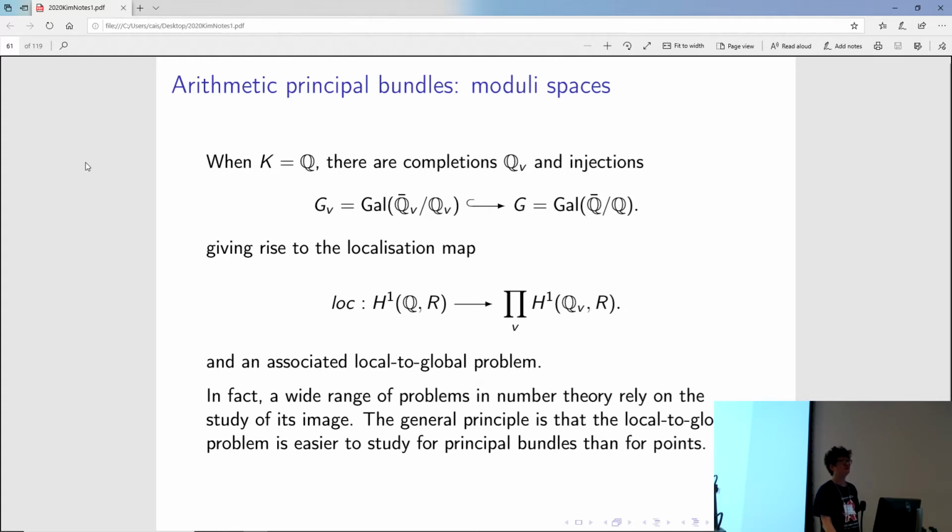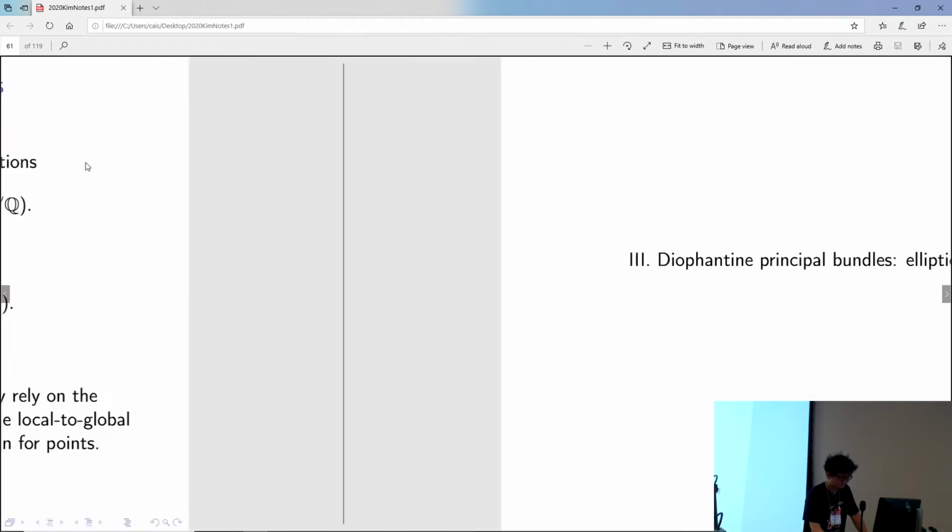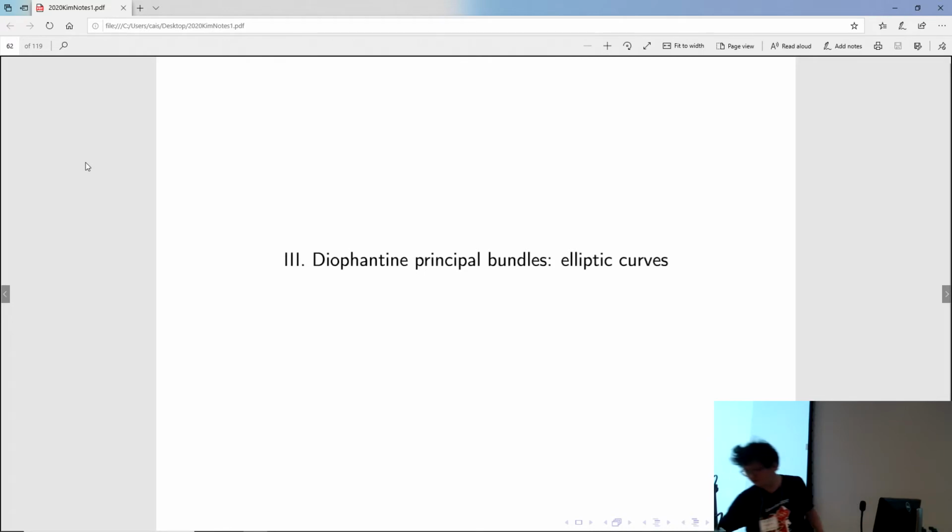So the philosophical principle, which can be made concrete in a lot of situations, is that, remember, we started out discussing the local to global problem for points. When you have a collection of points over local fields, when does it actually come from a global point? So that's a very hard problem, right? But somehow this principal bundle version seems to be easier in a lot of situations. So let me remind you how this goes for the case of elliptic curves.